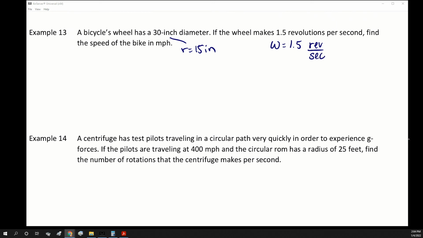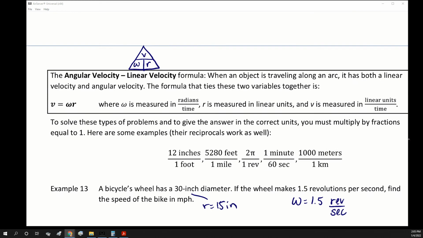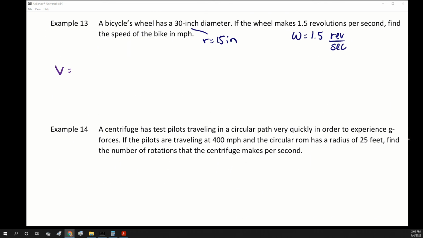Now, whenever we have a unit like revolutions per second, we need to write it as revolutions over seconds, and that will help us cancel what we need to cancel. Now we want to give this linear velocity in miles per hour. So let's start with what we're going to do. If we're looking for V, according to our formula, we're going to multiply omega, the angular velocity, times r. Now, that isn't a fraction, so I'm just going to put it over 1 just to keep everything normal.